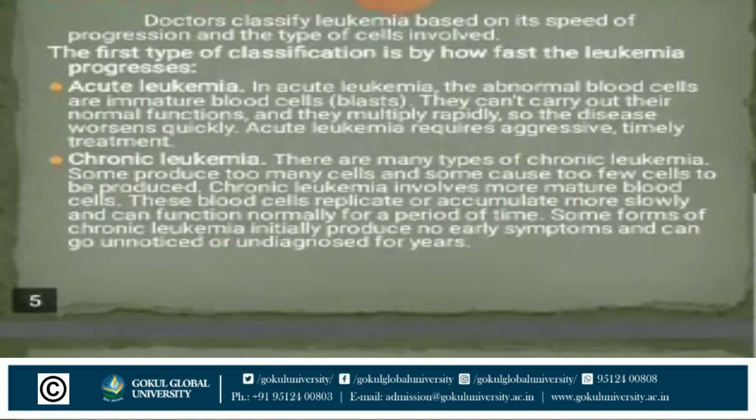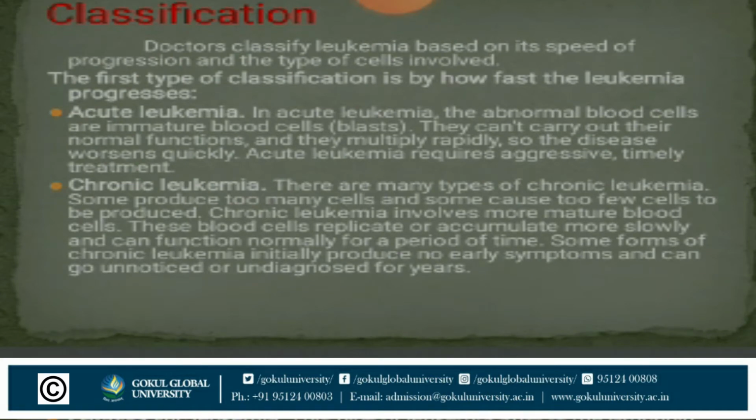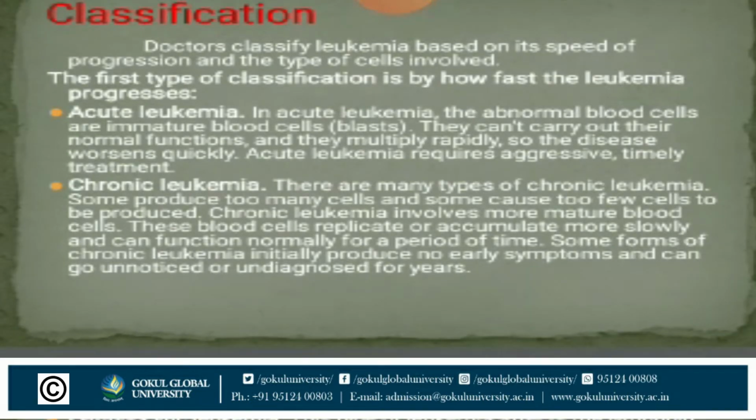Then next we discuss the classification. Doctors classify leukemia based on its type, speed of progression, and the type of cell involved. The first type of classification is by how fast the leukemia progresses: acute leukemia and chronic leukemia.